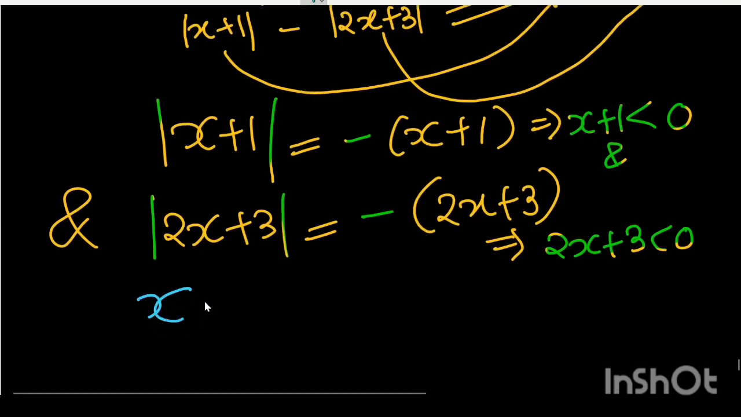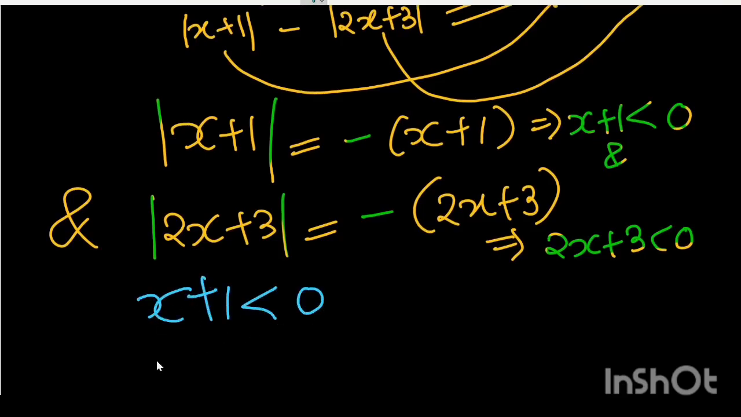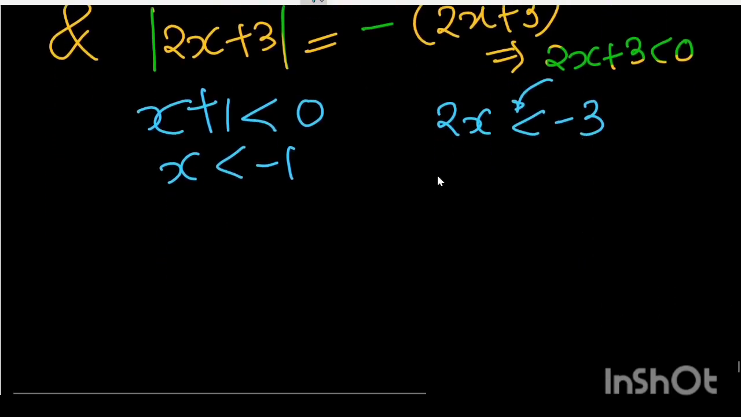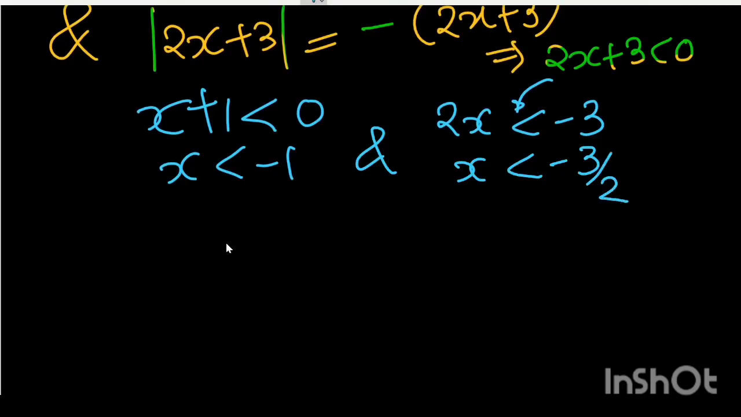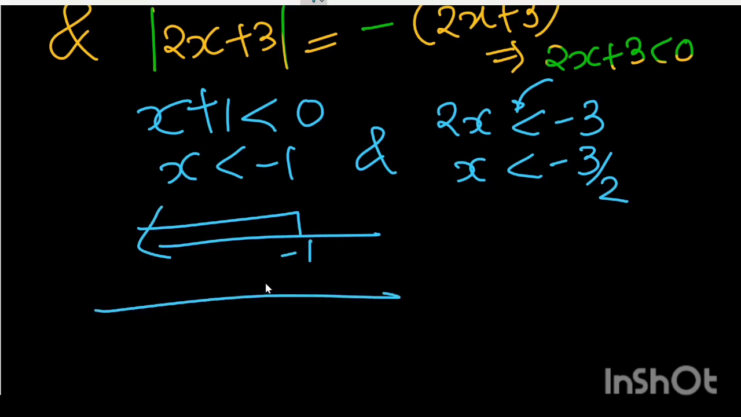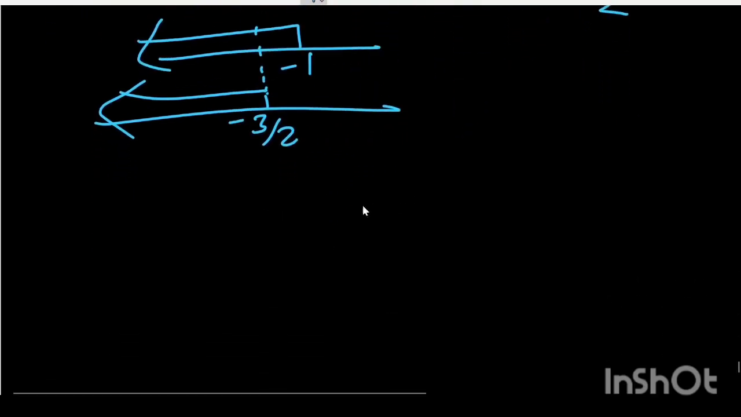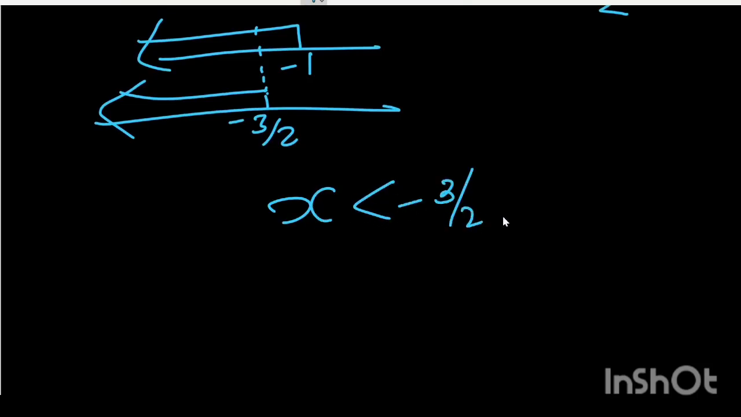So x plus 1 less than 0 gives x less than minus 1. 2x plus 3 less than 0 gives 2x less than minus 3, which gives x less than minus 3 by 2. Taking the intersection of x less than minus 1 and x less than minus 3 by 2, which is on the left side of minus 1, we get x less than minus 3 by 2 as our answer. Okay, guys, so that way we can do it.